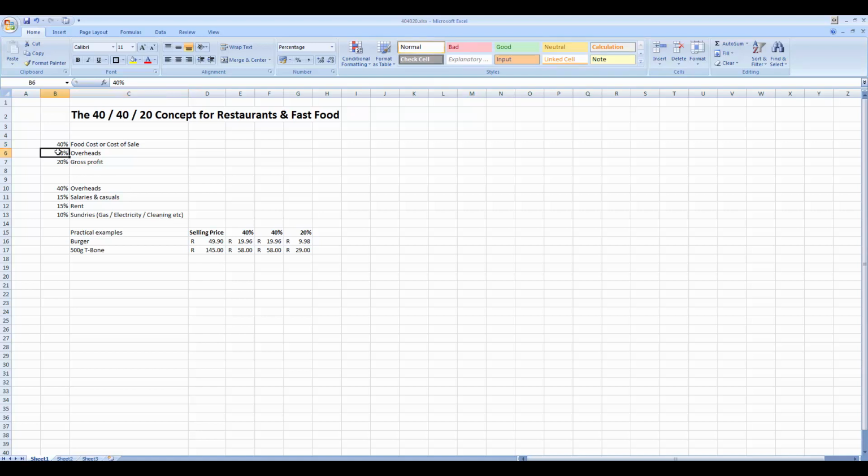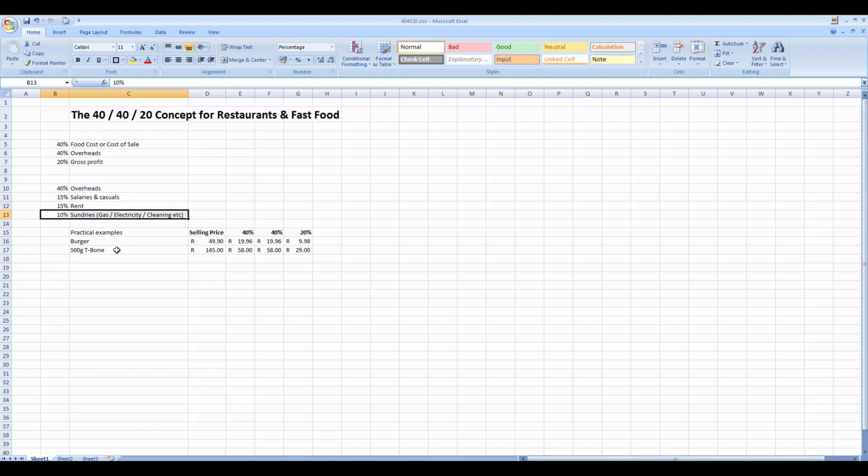The next 40% is for the overheads, and we've broken the overheads down into bits here. Out of that 40%, we're looking at 15% for salaries and casual wages, 15% for the rent, and that's very realistic. In some cases, with some of the shopping centers opening up these days, the rent will most likely be much higher, so you've got to consider that before you open up the restaurant or fast food business. And then 10% for sundries. The 10% sundries will be for gas, electricity, cleaning materials, that type of thing.